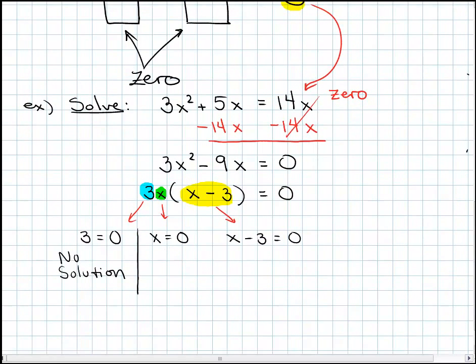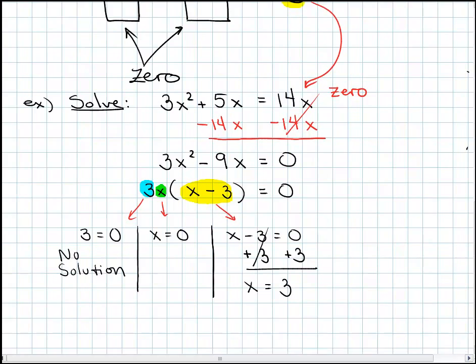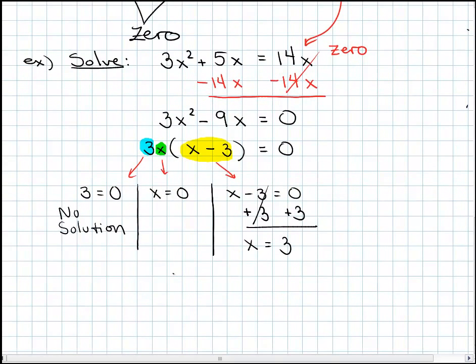Next one, it's already solved. x equal to 0. That's one of the possible solutions. If x is equal to 0, I will get a product that's equal to 0. And the last one, I'm going to add 3 to both sides. I'm going to get x is equal to 3. So my solutions for this equation are going to be 0 and 3.